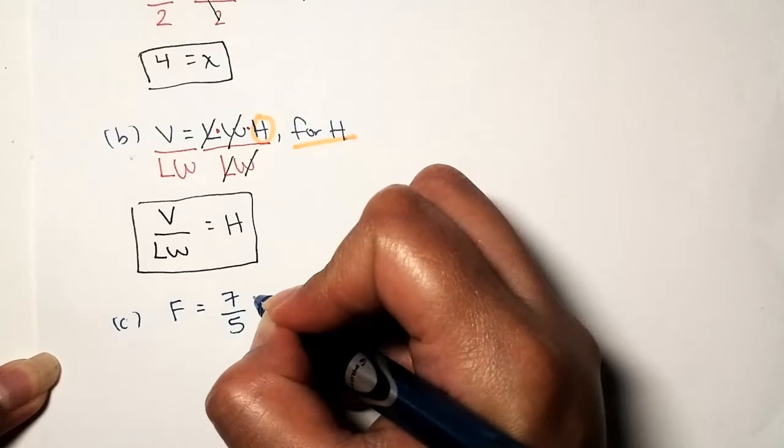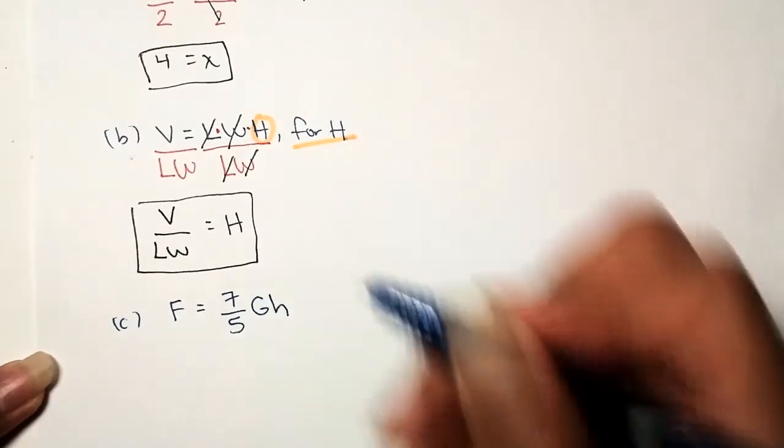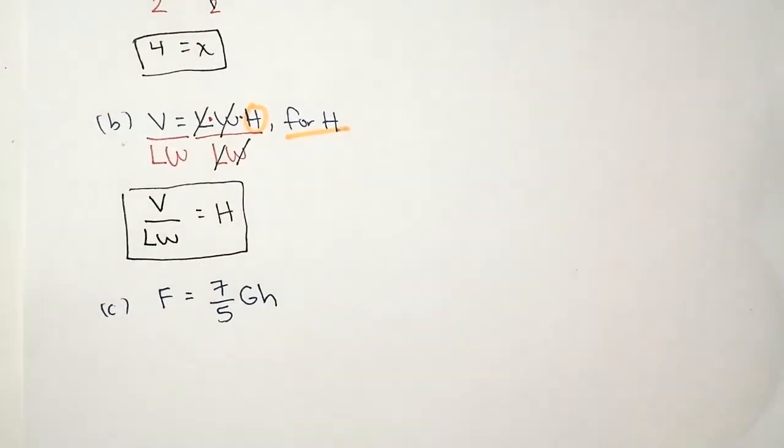7/5 times GH. So again, as you rewrite some of these letters, F and G, keep them uppercase at all times. H, keep it lowercase at all times, because you will definitely get dinged if you switch them out. And if there's no partial credit, then you get a 0.